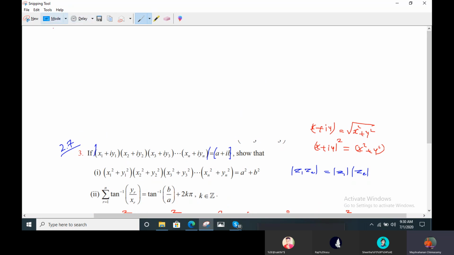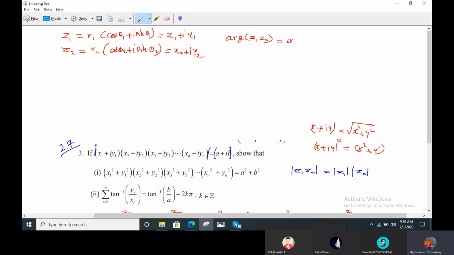Now take the angle. We have a formula for angle. What is Z1? Z1 equals R1 (cos theta 1 + i sin theta 1), which is nothing but x1 + i y1. And Z2 equals R2 (cos theta 2 + i sin theta 2), which is x2 + i y2. Now we have a formula. What is the formula? Argument of Z1 Z2 equals argument of Z1 plus argument of Z2. This is your formula.